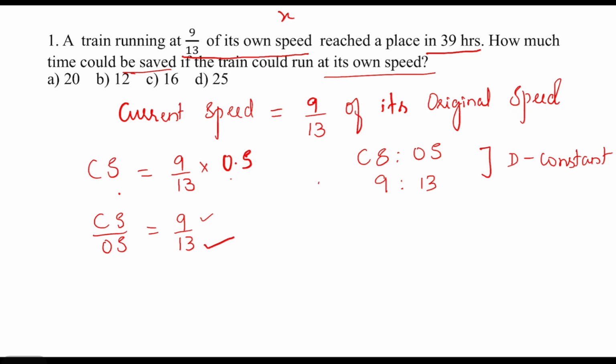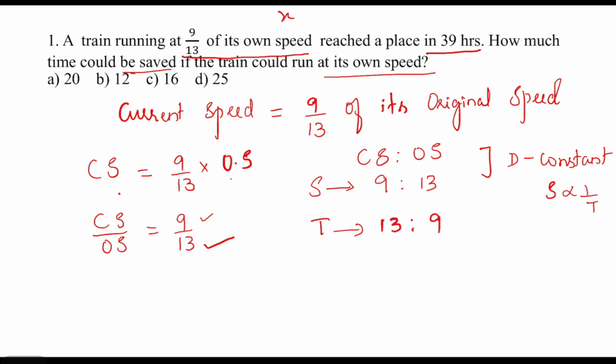Now this is speed ratio. Whatever we got, this 9:13 is speed ratio. So time ratio will be what? We know that speed is inversely proportional to time, isn't it? So time ratio will be inverse of this, that is 13:9.